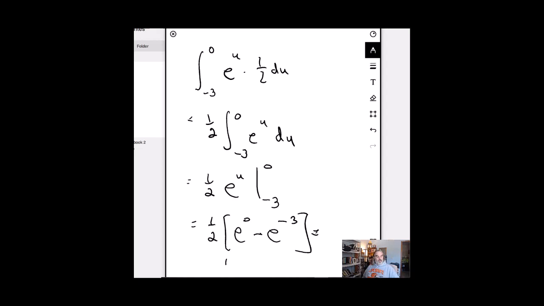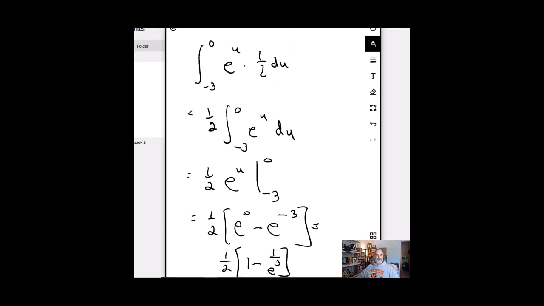So 1/2, oops, I'm getting off the bottom there. And well, if you want to write that as 1 over e cubed, go ahead. Sorry, I blew off the bottom of the page down there. 1/2 times 1 minus 1 over e cubed. Do not go grab the calculator and type that in to try to get some rounded decimal. This is the perfect answer.